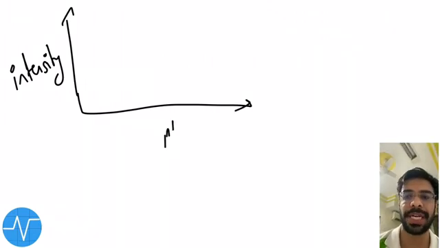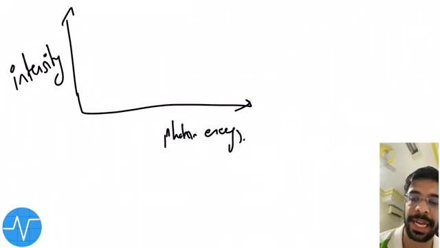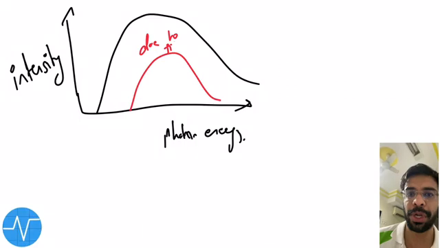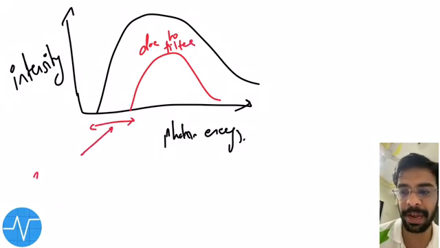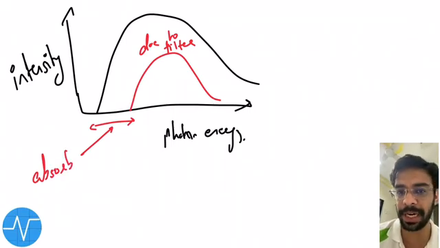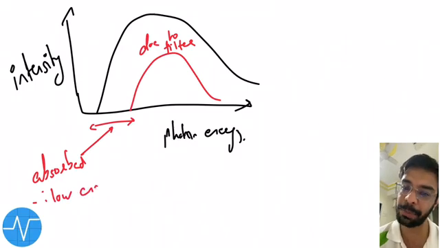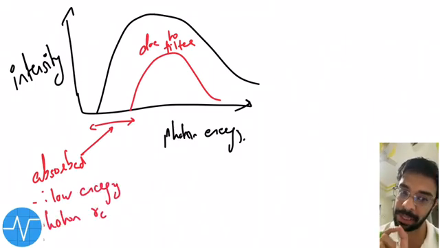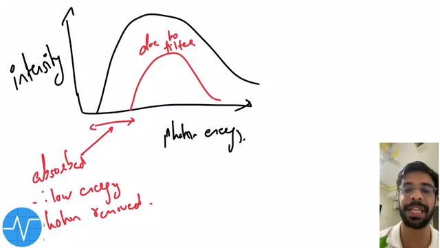Now let us draw the diagram. One axis is intensity, the other is photon energy. We have drawn the polychromatic X-ray graph, and inside it we have drawn the red color graph. That means because of the filter, the portion between the red and the black is absorbed. This is the low energy photon which was causing harm to the patient's skin. This is absorbed and removed by the filter.